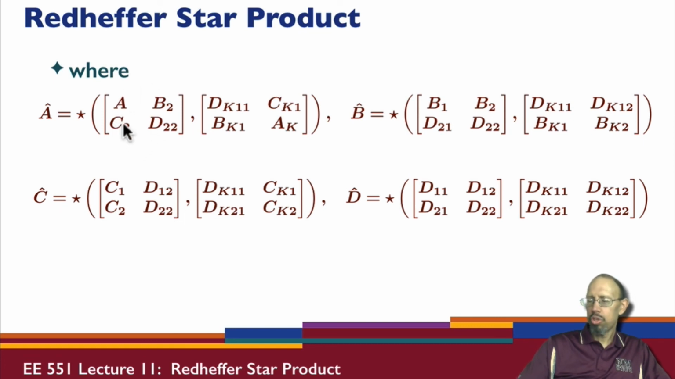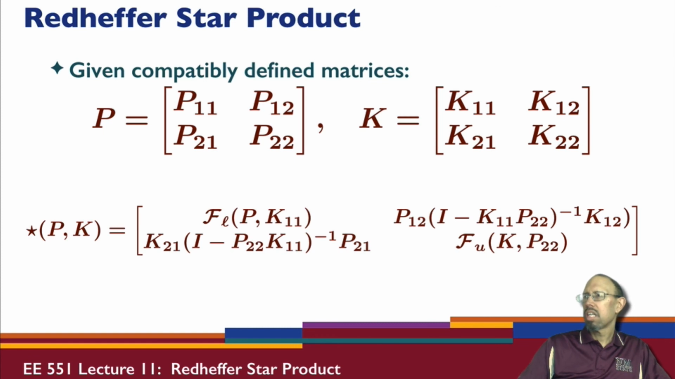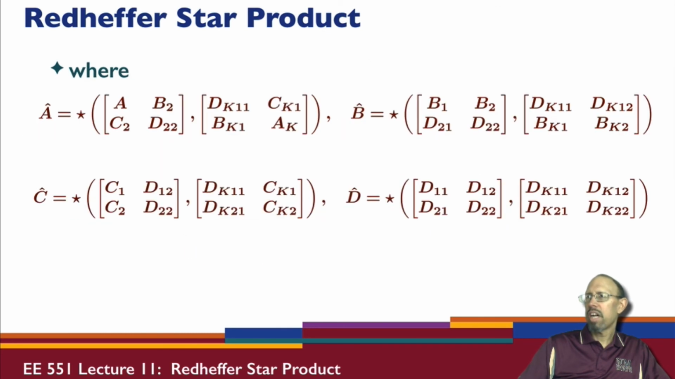Okay, as opposed to here, where P and K are systems, I can define this Redheffer star product on just matrices. So these are just constant matrices. Once we're all done with that. Now, so this is really complicated. Where would this kind of thing even be used?